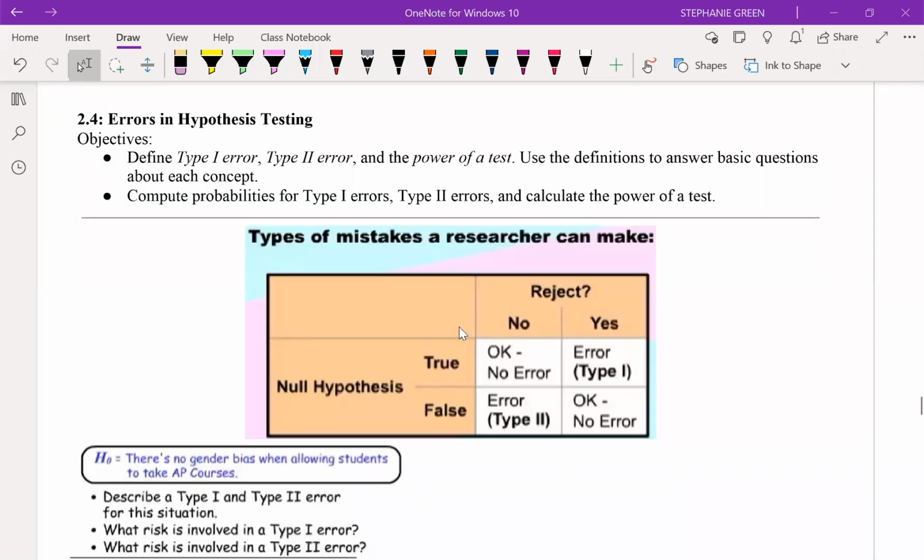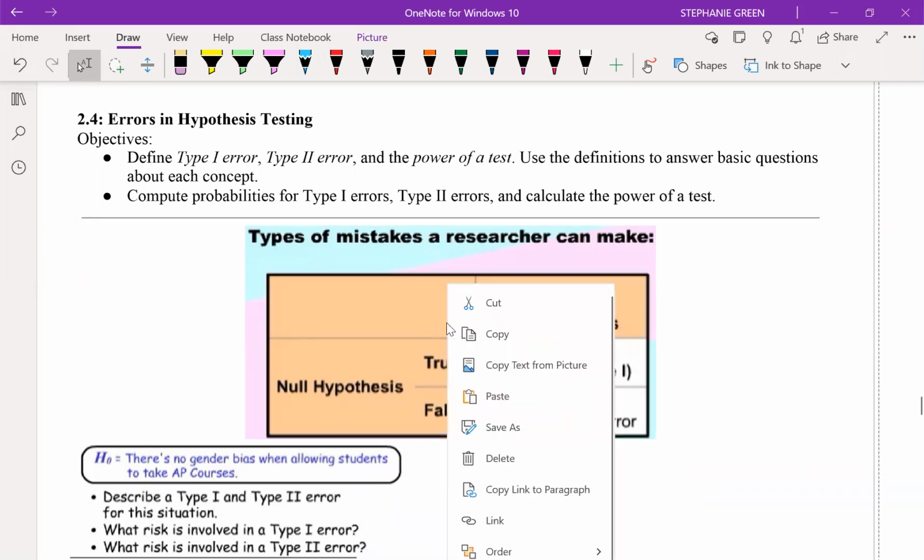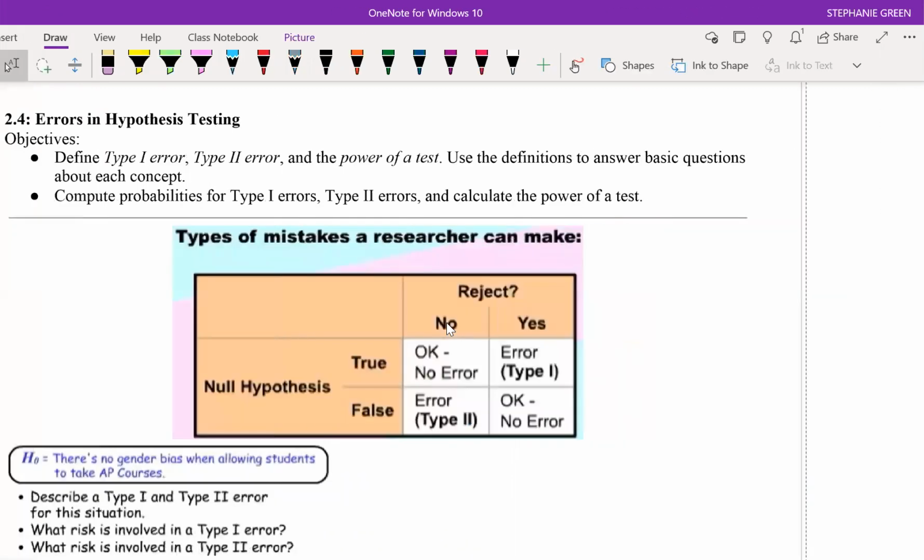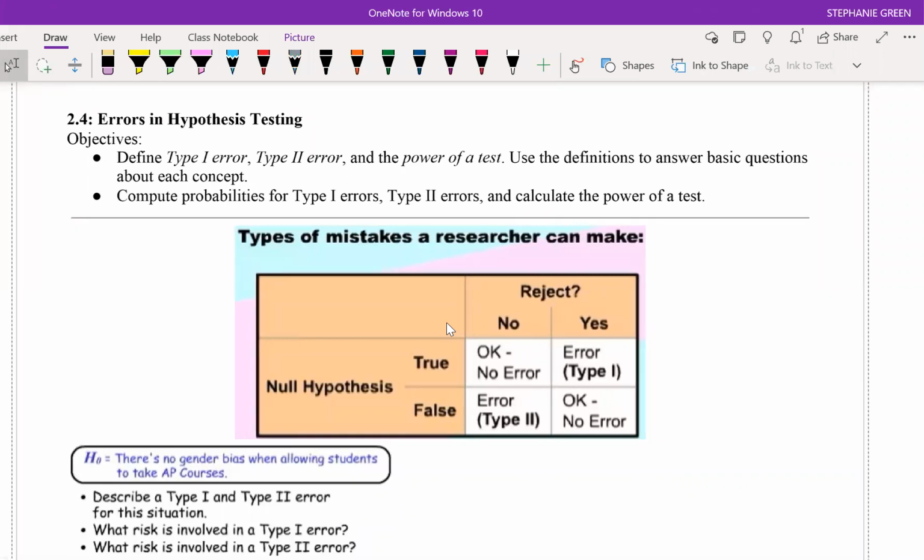All right, so just like that, we're on the very last section of Unit 2, 2.4. We're going to look at errors in hypothesis testing. So in the last section, we learned about hypothesis testing, which is also called significance testing. Just like with anything in statistics, there are going to be errors from time to time.